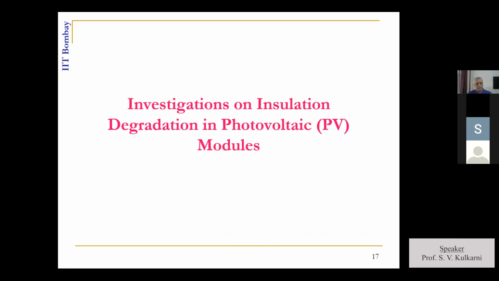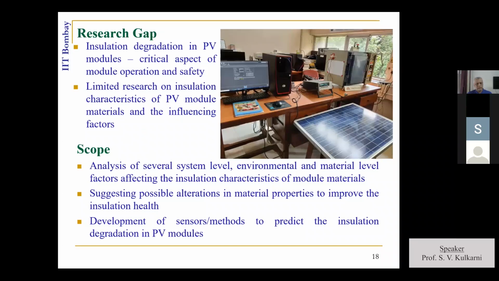Then the third topic is on insulation degradation in photovoltaic modules. As you know, solar PV modules are being installed in India on a large scale, and probably some of the reliability aspects would be important to study in coming years. One such aspect is insulation degradation in such photovoltaic modules, because if the insulation degrades, then the whole module needs to be replaced, and a lot of downtime would be there, and loss of available electricity.